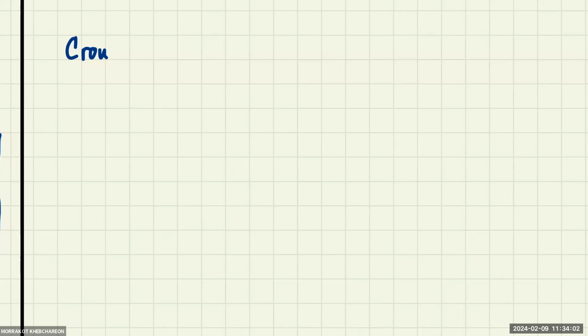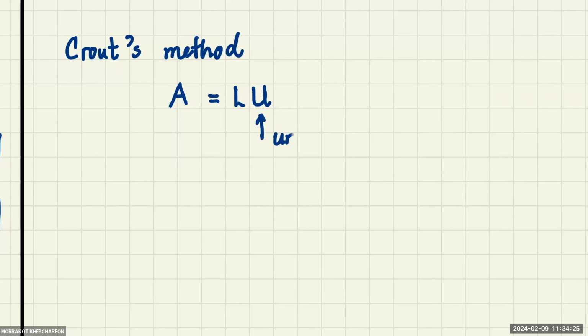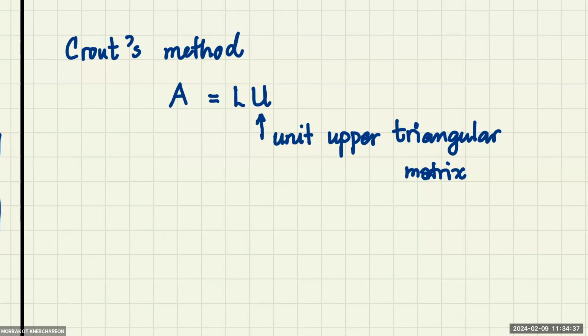Okay, thank you. So, they said that they want to split or factorize matrix A into matrix L times matrix U, where matrix U is called a unit upper triangular matrix. So they make matrix U a unit upper triangular matrix.